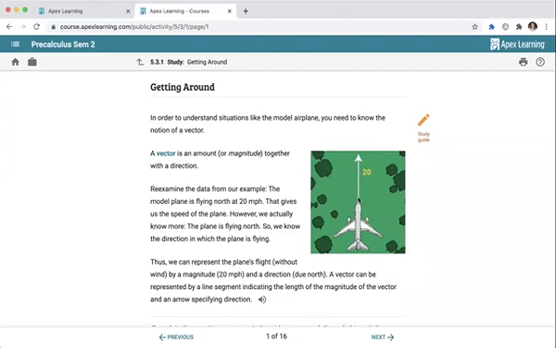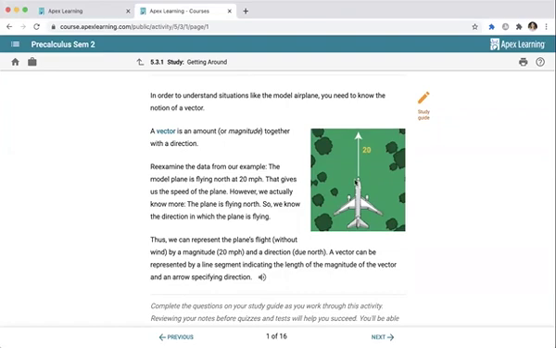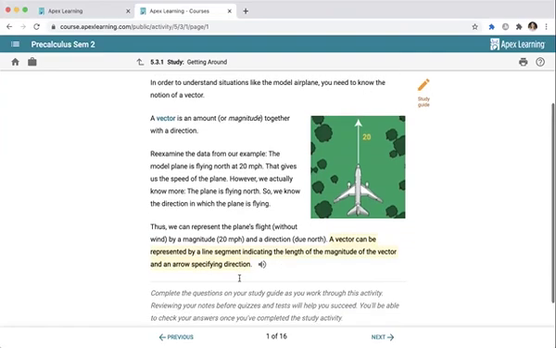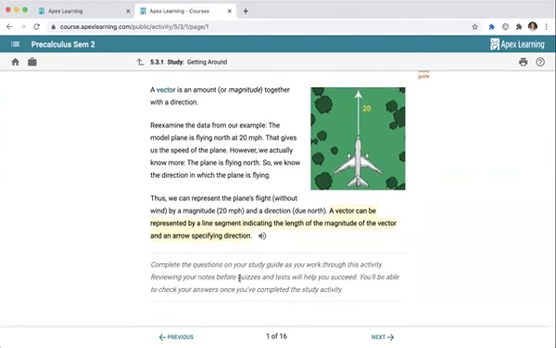And this vector is a straight line with an arrow, and that arrow indicates our direction. If we read this formal definition here, a vector can be represented by a line segment indicating the length of the magnitude of the vector and an arrow specifying direction. The length is the magnitude, and the arrow tells you the direction.